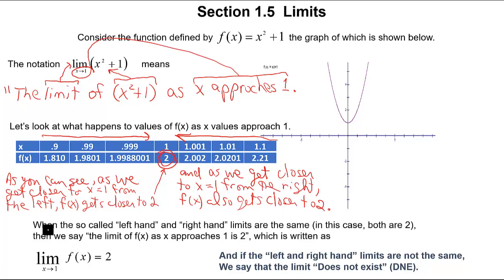Now, what happens if you get, say, closer and closer to 2 from the left, but maybe you got closer and closer to 5 from the right? If that were to happen, if the left and right-hand limits did not agree with each other, you would just say the limit does not exist. And for this course, a lot of times the homework will tell you to type in DNE for does not exist. And that happens when the left-side limit and the right-side limit, or what we'll call the left-hand and right-hand limits, don't equal each other. If they do, you can say the limit exists, and it's whatever that agreed value is. And if they don't, you say the limit does not exist.